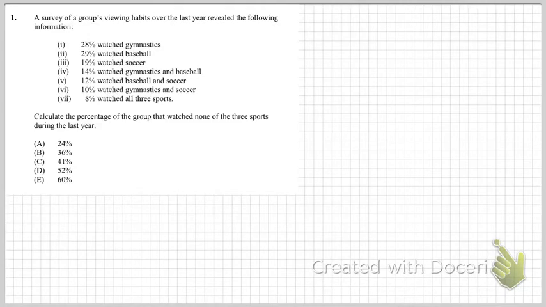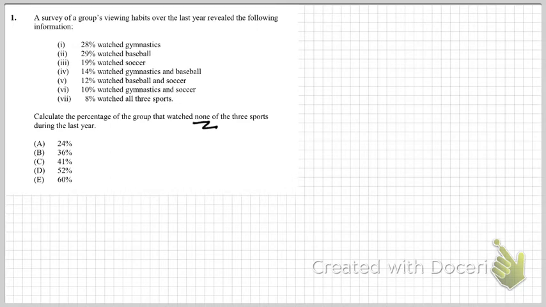This is question number 1 from exam P, sample questions from the Society of Actuaries. A survey of a group's viewing habits over the last year revealed the following information, and they give us the percentages for each of the categories. Calculate the percentage of the group that watched none of the 3 sports during the last year.